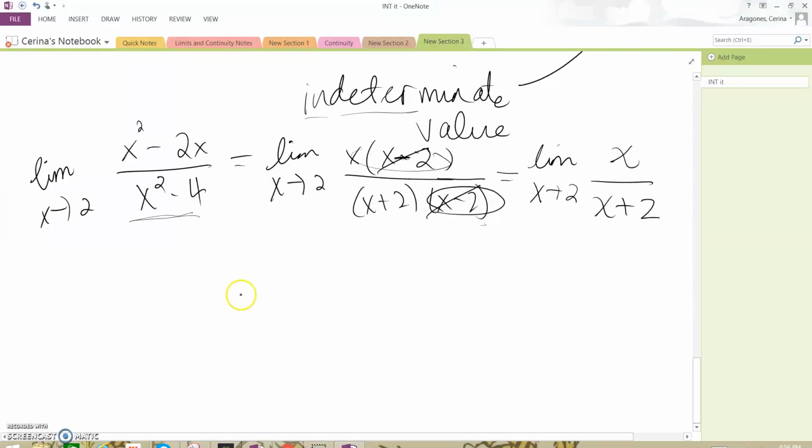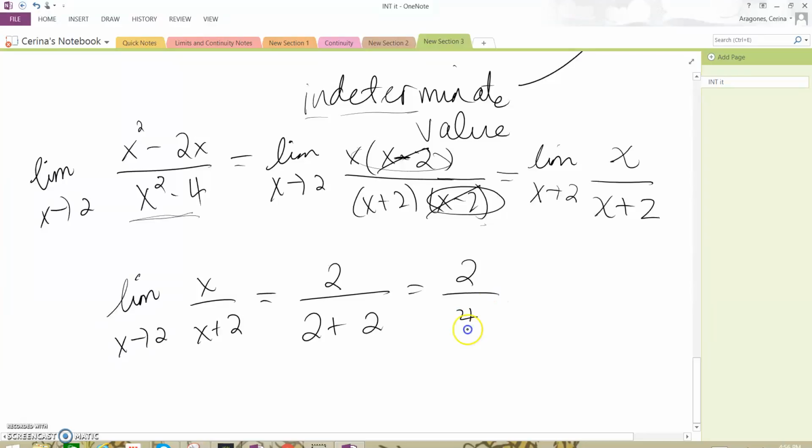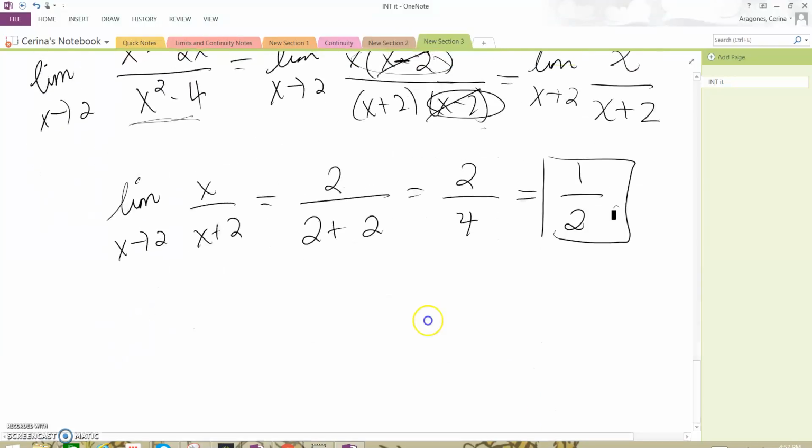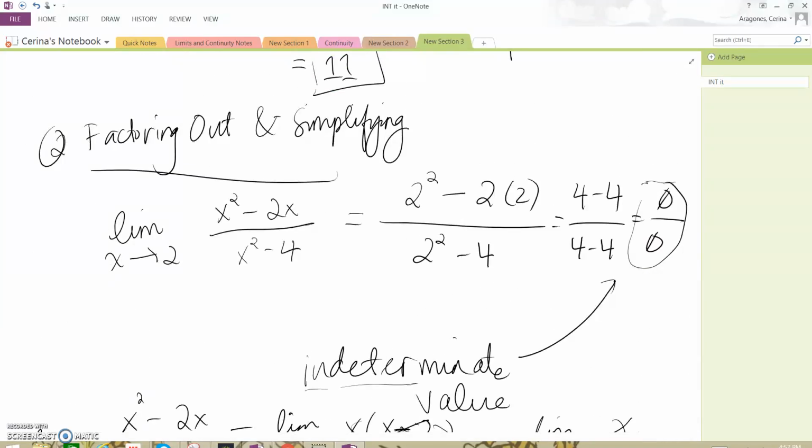Now let's try substituting. So the limit as x approaches 2 of x over x plus 2 is equal to 2 over 2 plus 2, which is 2 over 4, which is equal to 1/2. So as you can see, we now have an idea of what the limit is after we factored and simplified. So in the next video, I'll go over more ways to algebraically evaluate a limit.